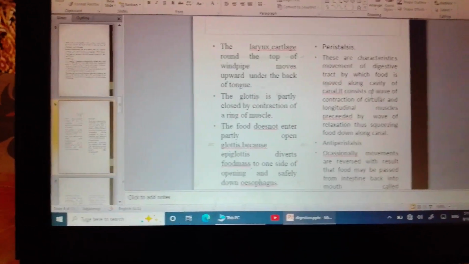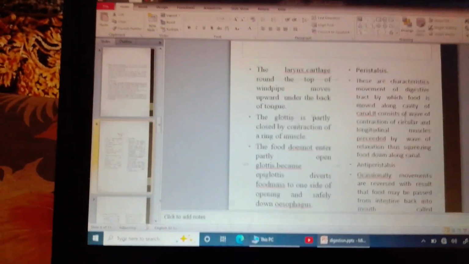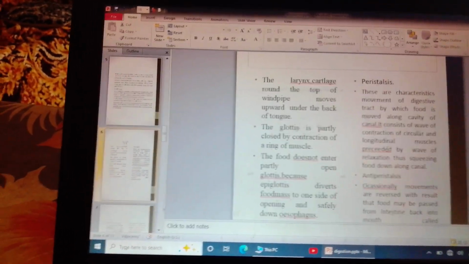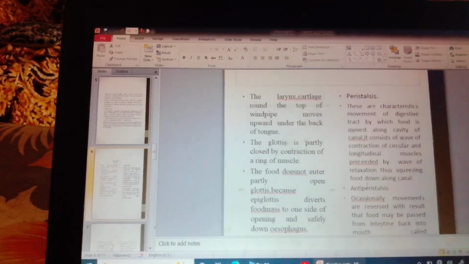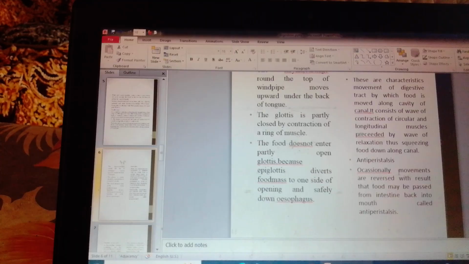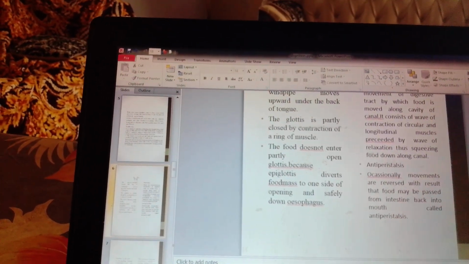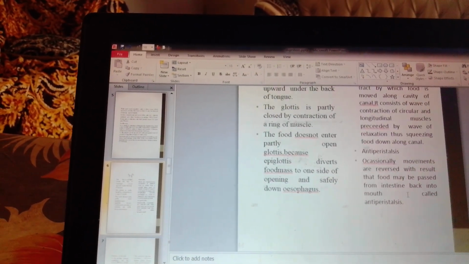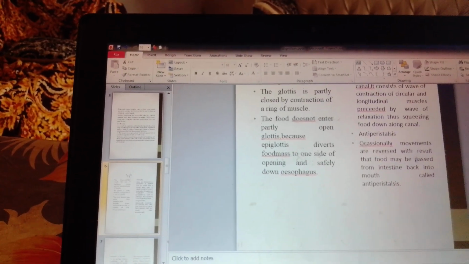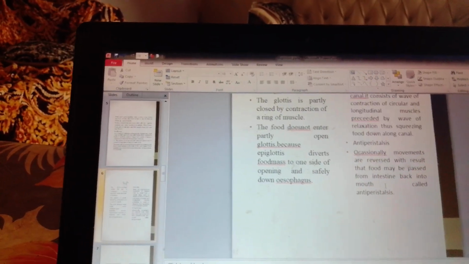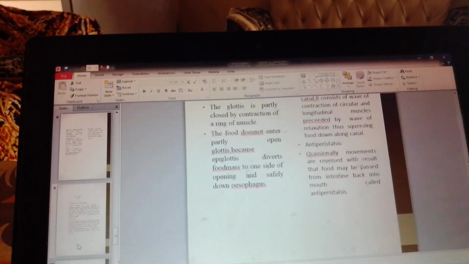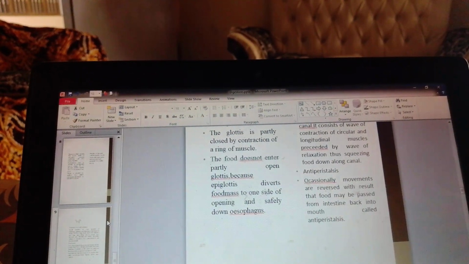In peristalsis, there are characteristic movements of the digestive tract which are due to circular and longitudinal muscles, which first mix the food and then push it along the canal. In reverse peristalsis, the movements are reversed and the food is passed from the intestine back to the mouth, and after that vomiting starts.